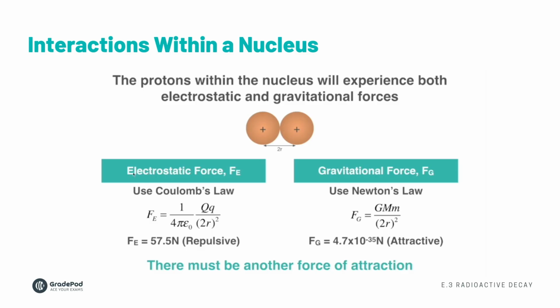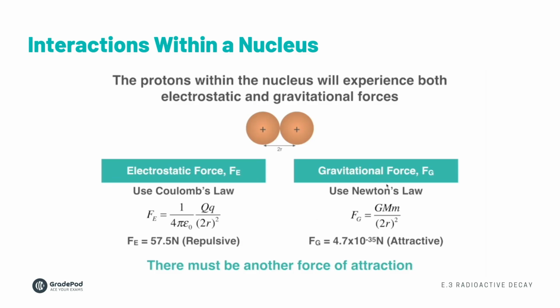So if we look at the size of the electrostatic force first, it's 2 charges. We can calculate the force between them by simply using Coulomb's law. And I've done that already, and we pop in the numbers. And we have a repulsive force. They're going to be pushed apart with a force of 57.5 newtons. Fine. They're going to be pushed apart with that force.